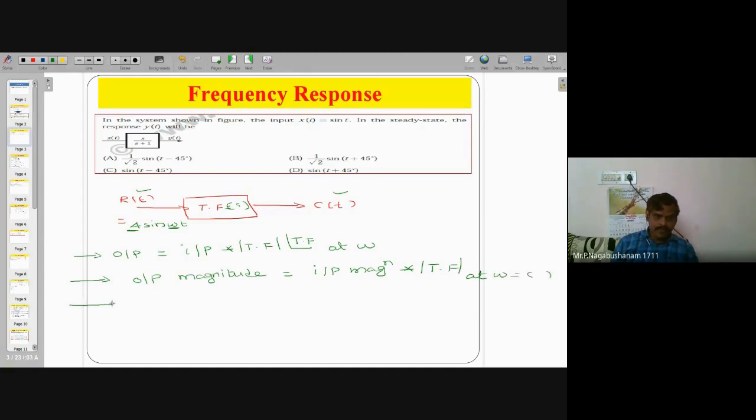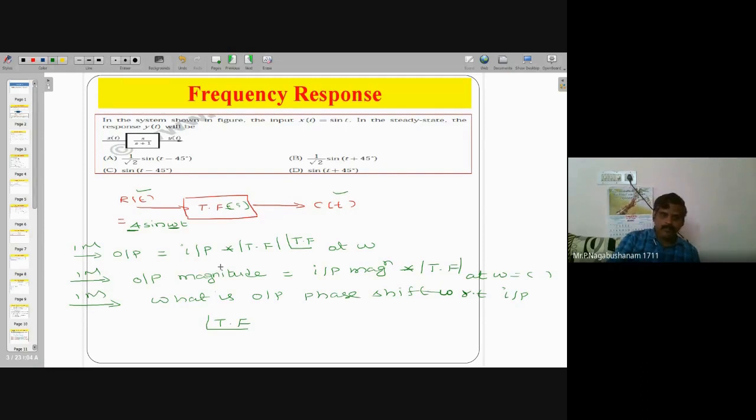Third question. In some competitive exams, they will ask what is the output phase shift with respect to the input. That means we have to find the angle of the transfer function. That's all. It is a 1 mark question, in general.